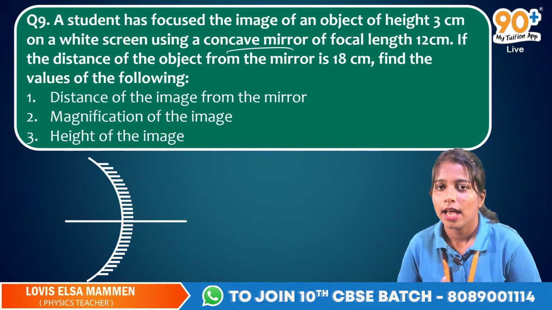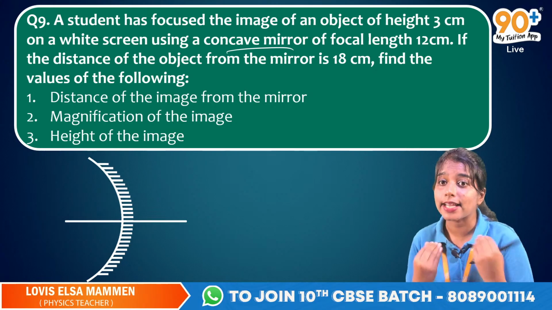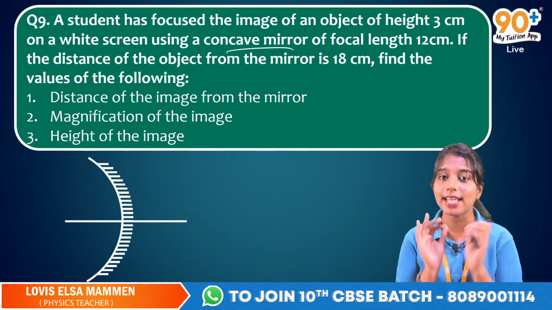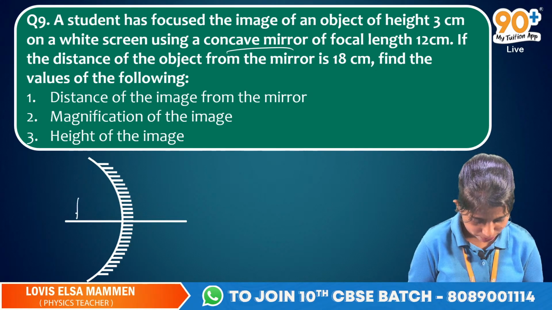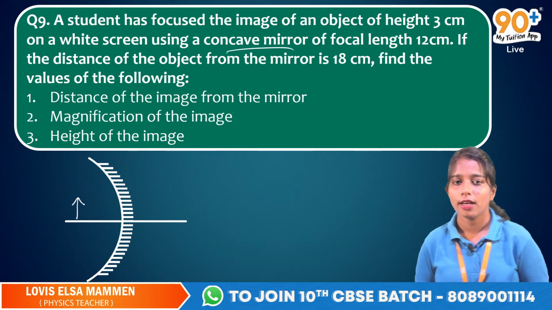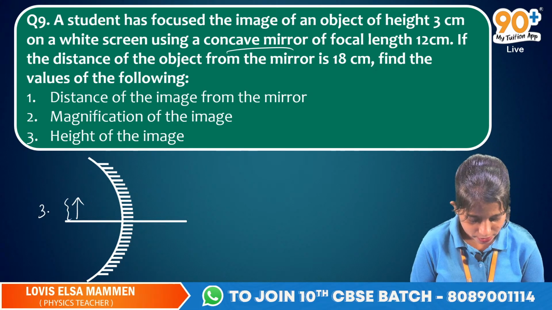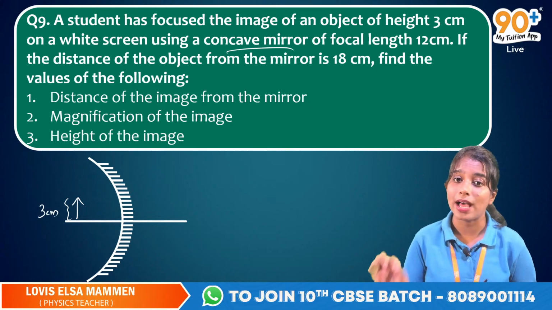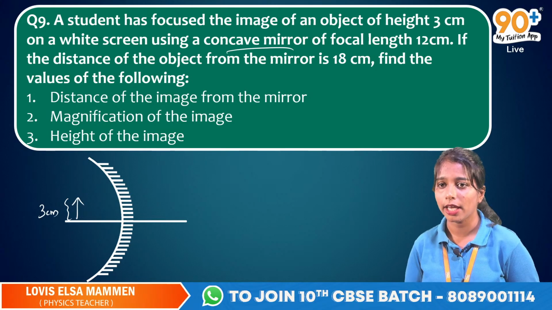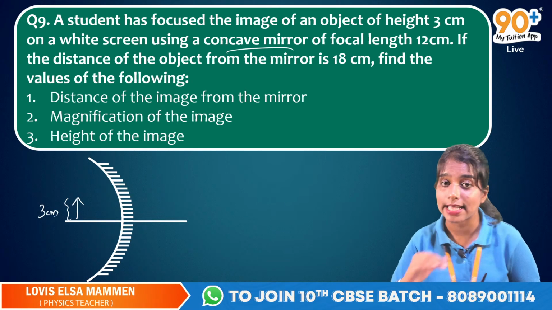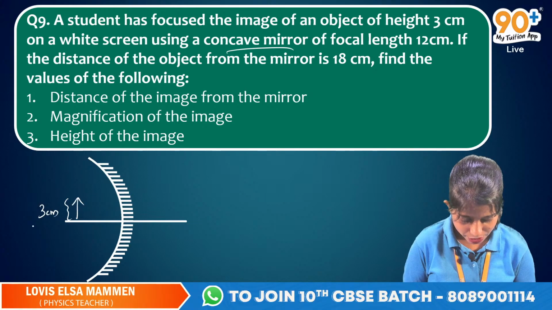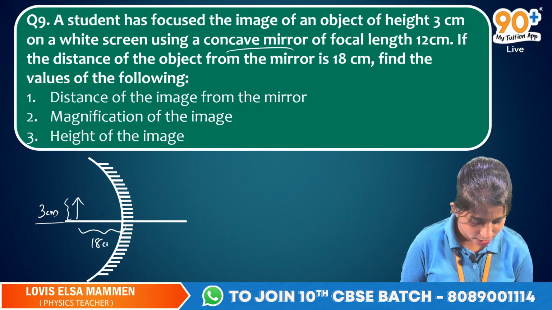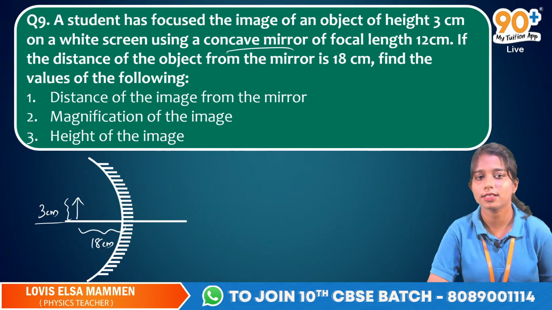An object of height 3 cm. Okay. So now your object has got a height which is 3 cm. So place your object anywhere here. It has got a height of 3 cm. Got it? It has got a focal length of 12 cm. If the distance of the object from the mirror is 18 cm, your object is placed 18 cm away. Okay, that data is also given.